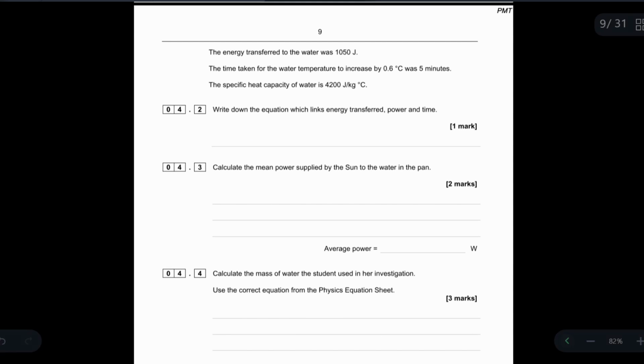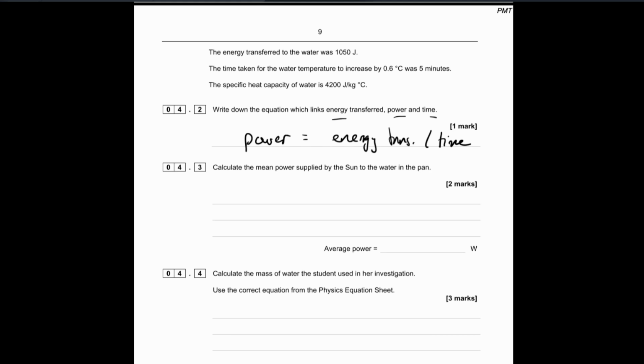Next, the energy transfer to the water was 1050 joules. The time taken for the water temperature to increase by 0.6 degrees Celsius was 5 minutes, and the specific heat capacity of water is 4200 joules per kilogram degrees Celsius. Write down the equation which links energy transferred, power, and time. You should be able to know this equation. Power is just a measure of energy transferred per unit time. So power equals energy transferred divided by time.